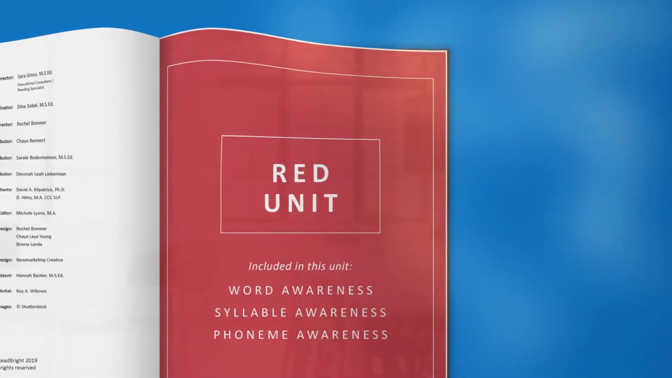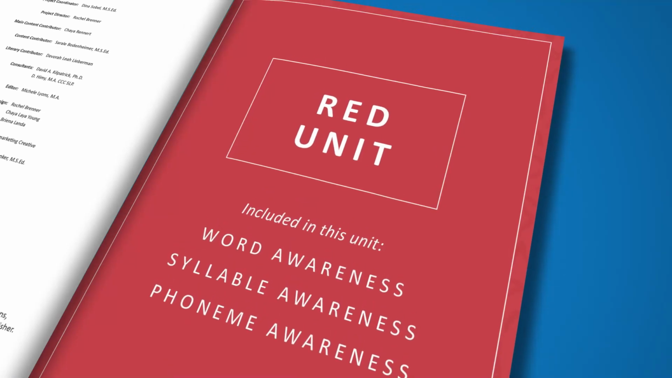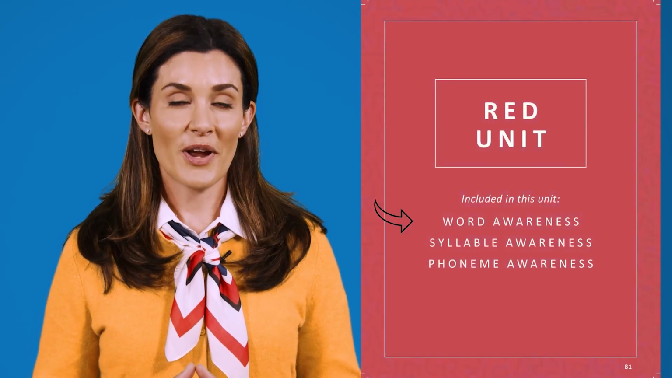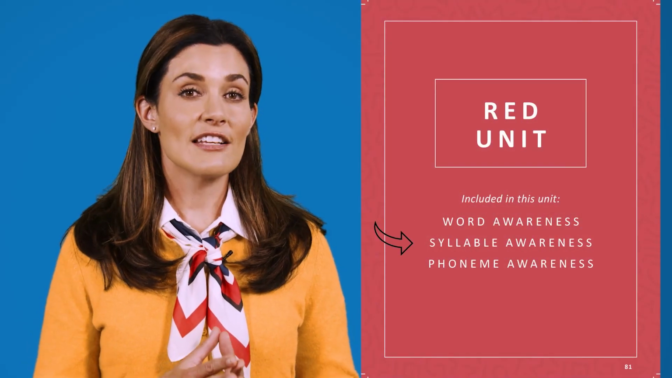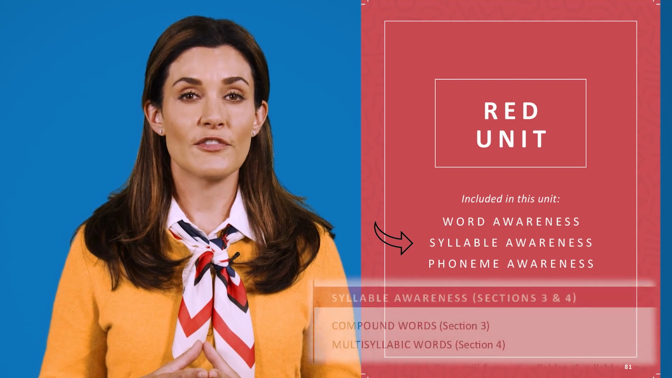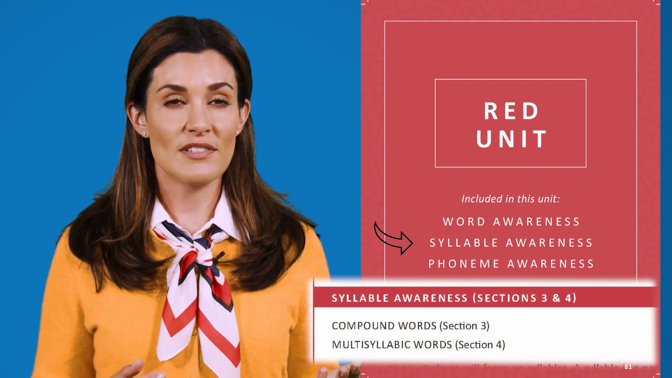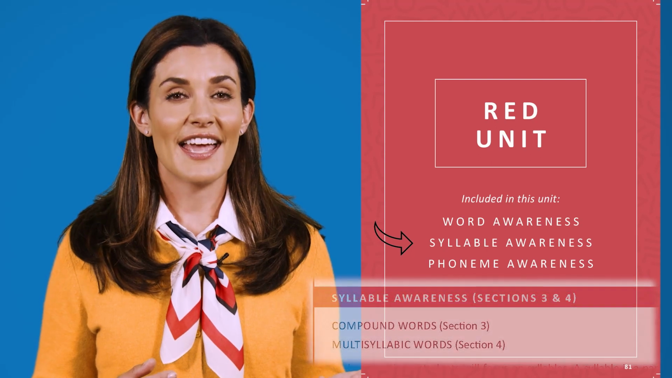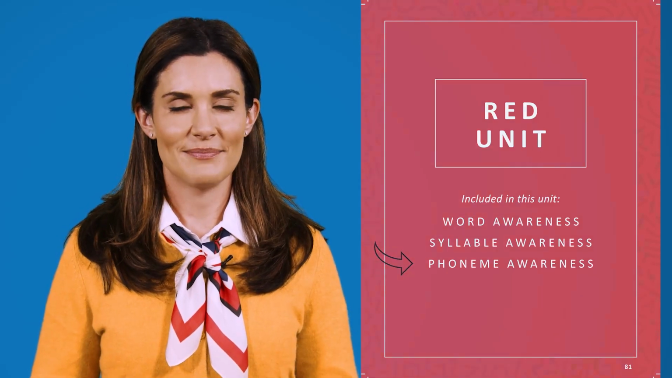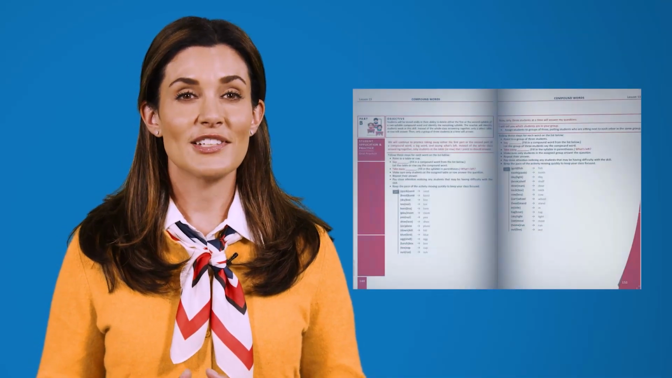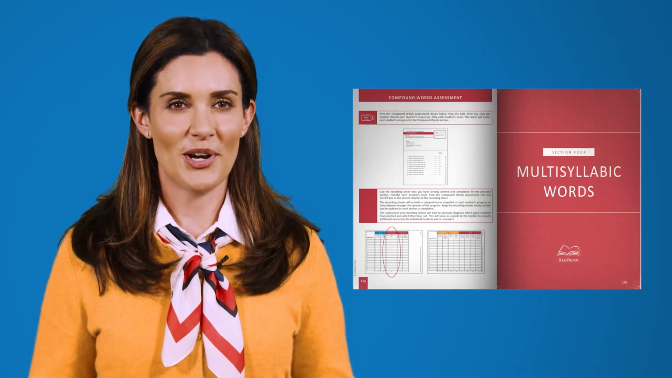READ unit. The READ unit includes the following sections: word awareness, syllable awareness, which is addressed first with compound words and then with multisyllabic words, and phoneme awareness. These sections are delineated in red throughout the program.